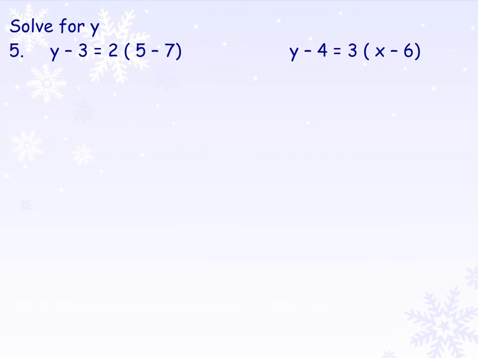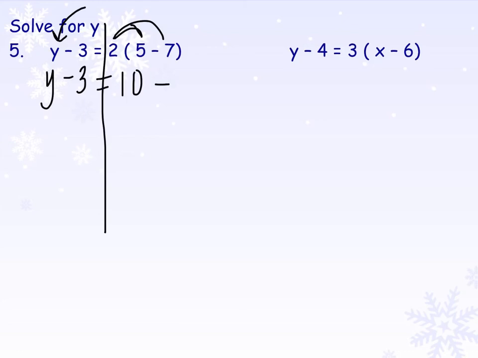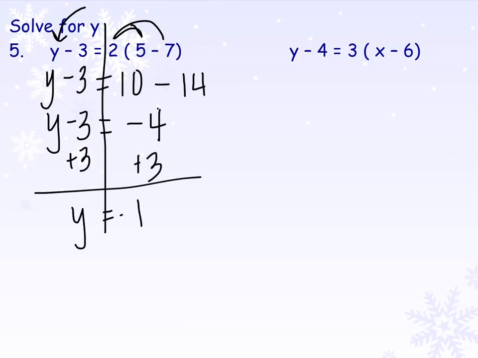Example 5. On the left side, I'll start solving. Again, I locate my variable. This time I do have to distribute. So I'll take care of that step first. So y minus 3 stays the same on the left. And on the right side, 2 times 5 will give me 10. Minus 2 times 7 is 14. Again, I'll combine like terms. Y minus 3 will stay the same on the left. And on the right side, this will become negative 4. I can add 3 to both sides and get y equals negative 1.